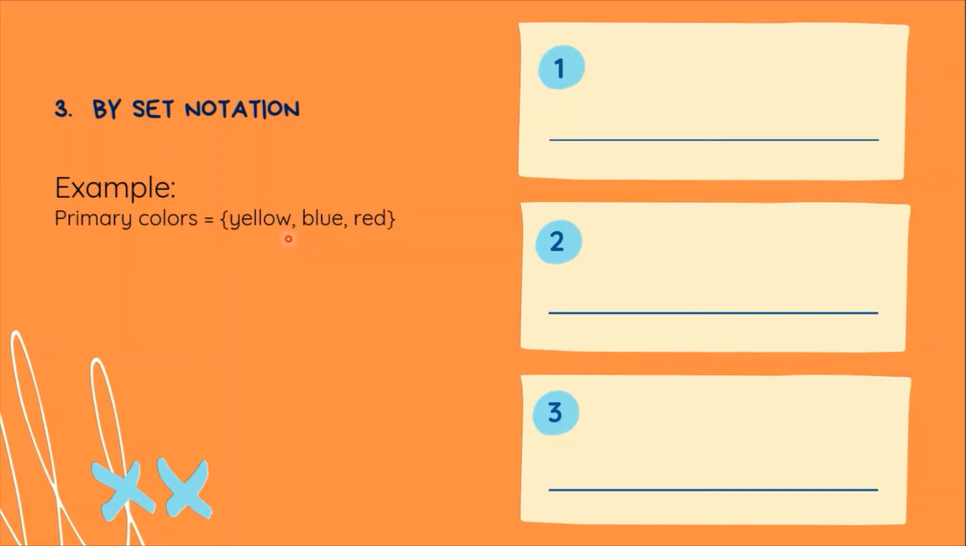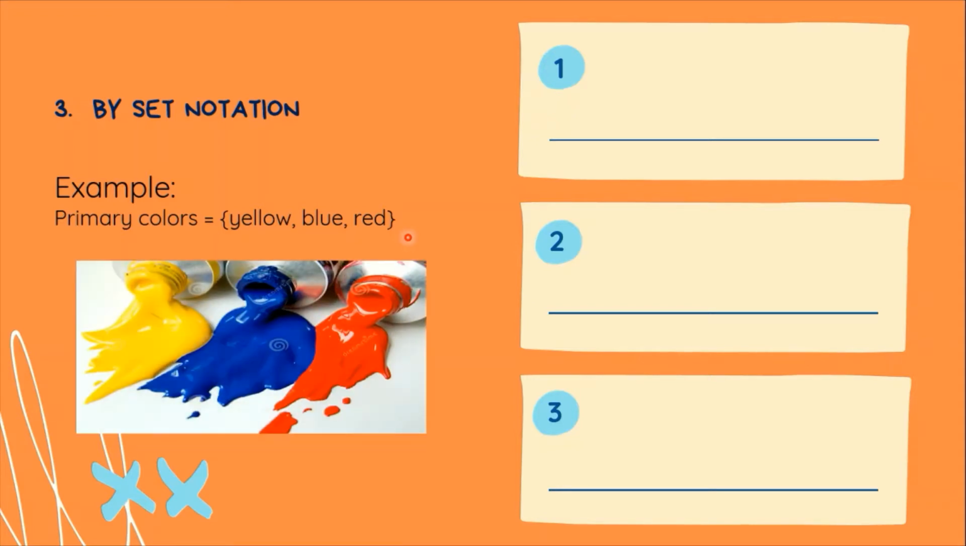Yellow is a primary color, so we write yellow, followed by a comma, then another member of a set, which is blue, also a primary color, followed by a comma, and the last member of the set, red. A set notation ends with a close brace. This is the correct way of writing a set notation.